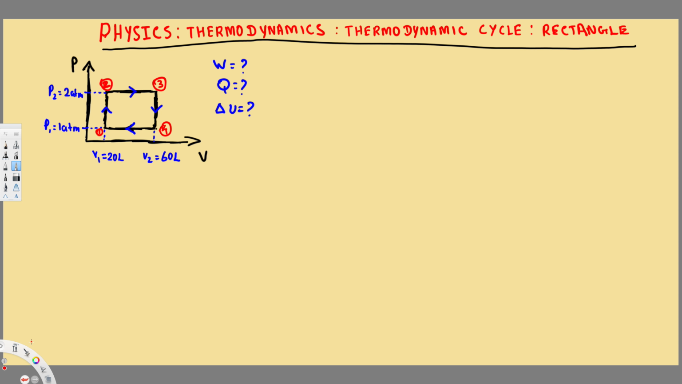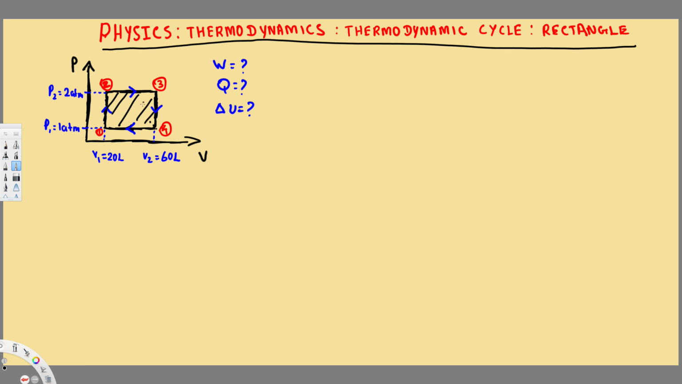Let's do this problem right here. So here the question is asking to find the total work, the change in internal energy, and the heat. First of all, let's see how we can easily calculate this one. To find the work easily, whenever we have a cyclic process, we just have to take the area inside of it, right?